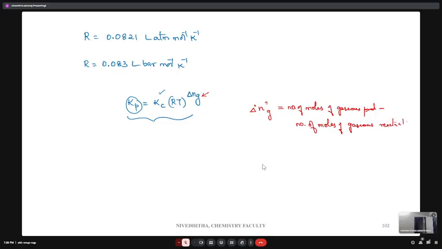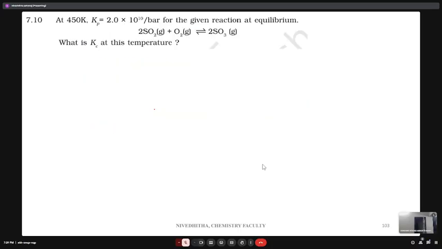Okay. For a reaction, when will Kp be equal to Kc? When delta Ng equal to 0, ma'am. Very good. If delta Ng is 0, then RT power 0. Anything power 0 is 1. So Kc into 1 is Kc. So Kp is equal to Kc. That's it. So we'll see one problem here.